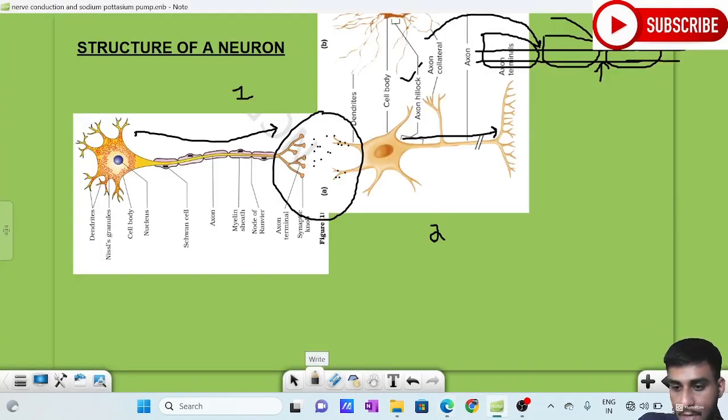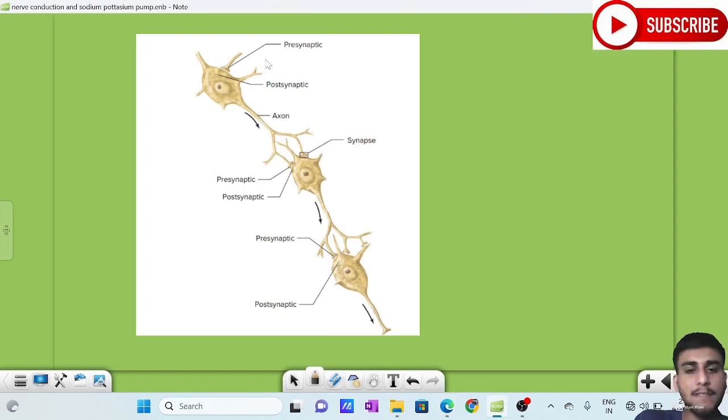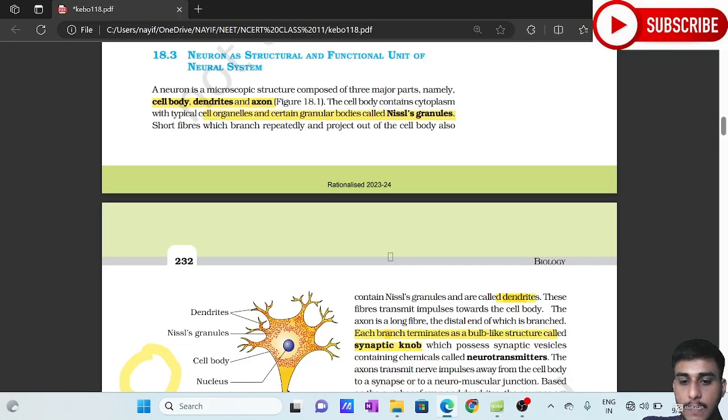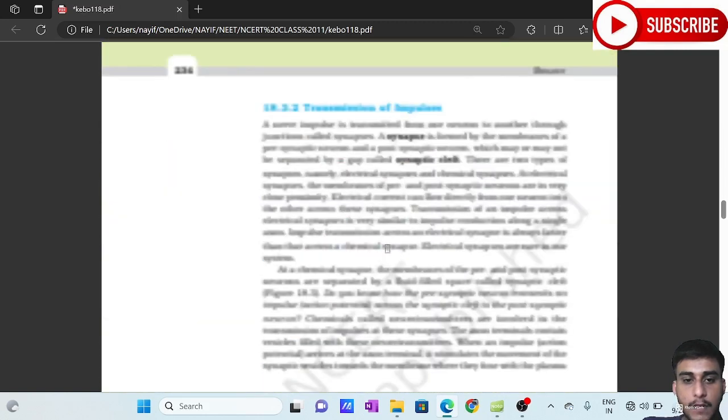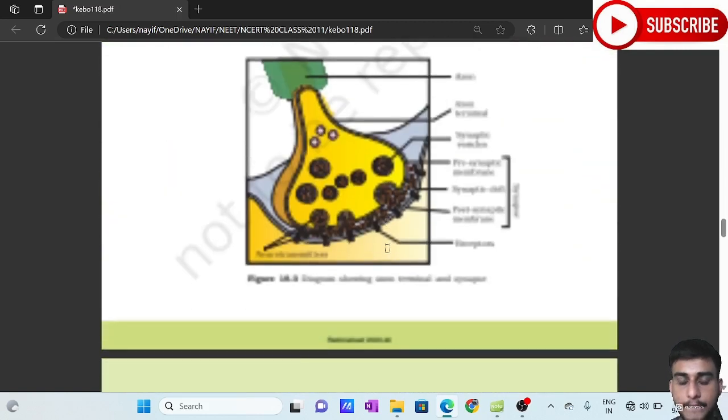So now, this is just a depiction of how a signal is being transported. The signal comes from the axon hillock region. Usually the signal is created in the axon hillock region and transported to the axon terminus. Then there will be a synapse, a junction. In your textbook, there is a good diagram showing it. Look.